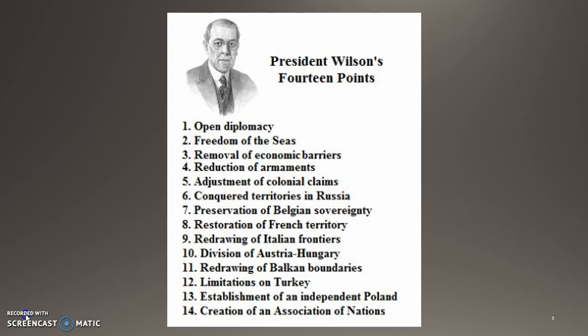He wanted to preserve Belgium as an independent country. He wanted to restore the territory that the French had lost to Germans in previous conflicts. He wanted to redraw the boundaries for Italy. He also suggested that Austria-Hungary be divided and those ethnic groups get their own countries. He wanted to redraw all those Balkan boundaries so that everybody got an independent nation. He wanted to put limits on the Turkish Empire and establish an independent Poland.